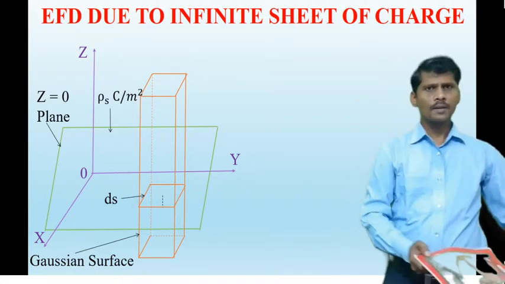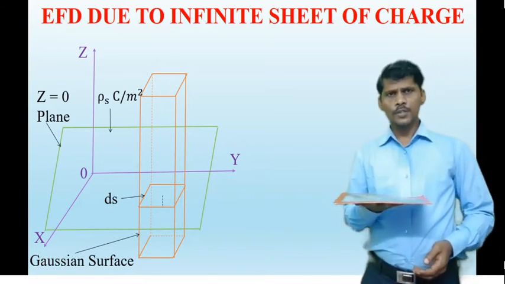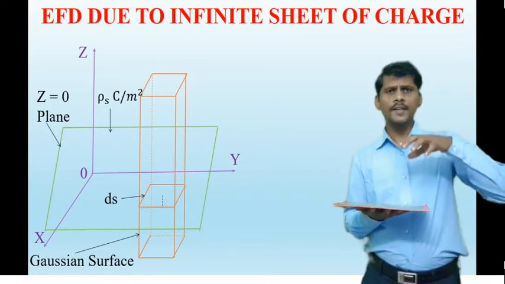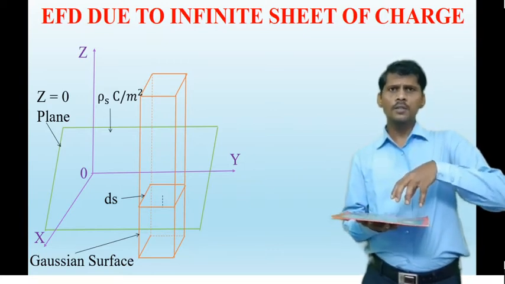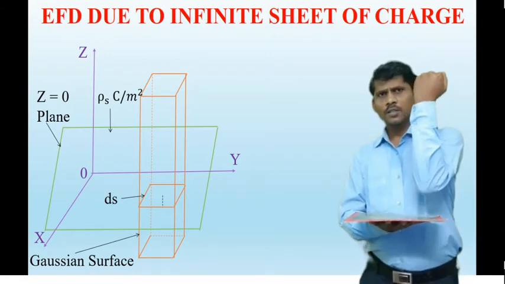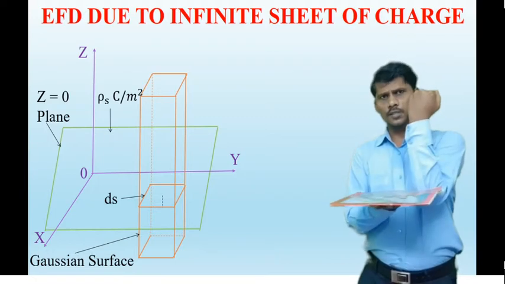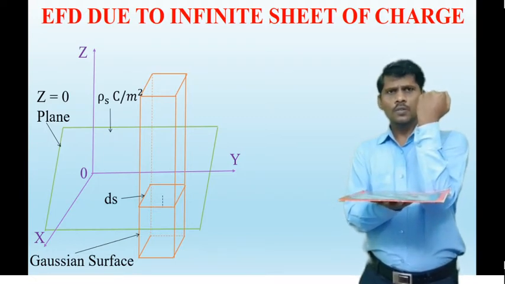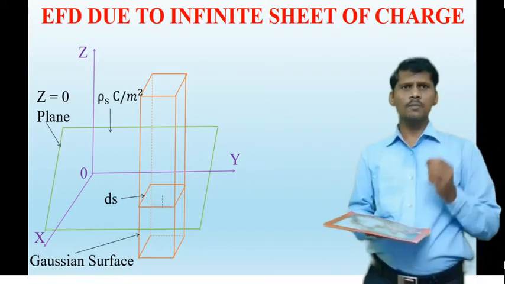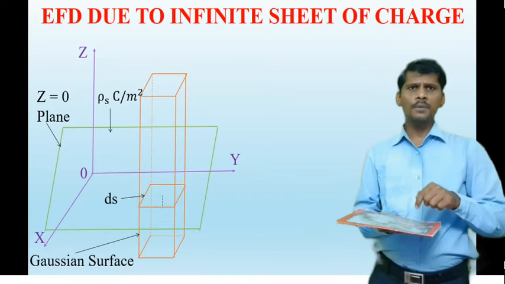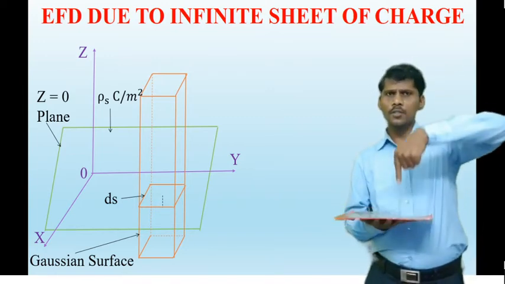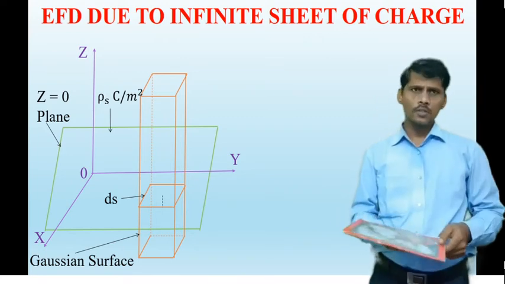And this is the infinite surface sheet. In that infinite surface sheet, consider a rectangular box. That rectangular box is a Gaussian surface. This is the rectangular box, which cuts the sheet. So on the rectangular box, consider differential surface ds at point P. At that point P, the direction of the electric flux density is normal to the surface. Normal to the surface means perpendicular to the surface.